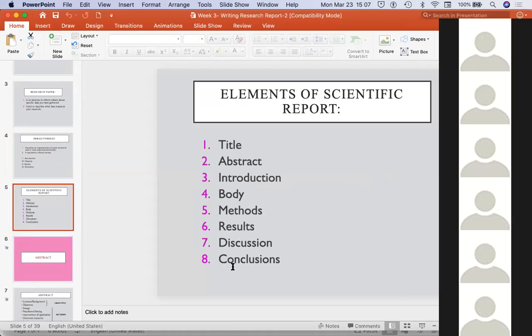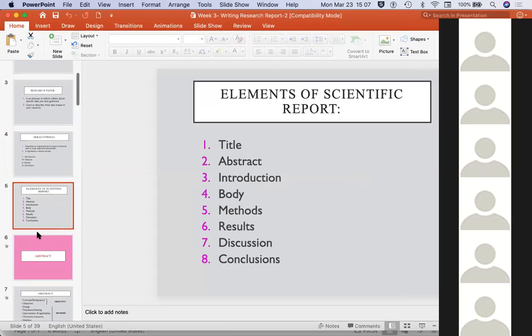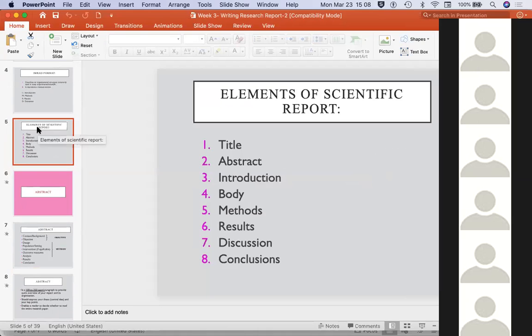So whichever way you do your scientific report, you must have all this. You must have an abstract, introduction, a body. The method is also important. Your tables go under results. Your tables will go under results.